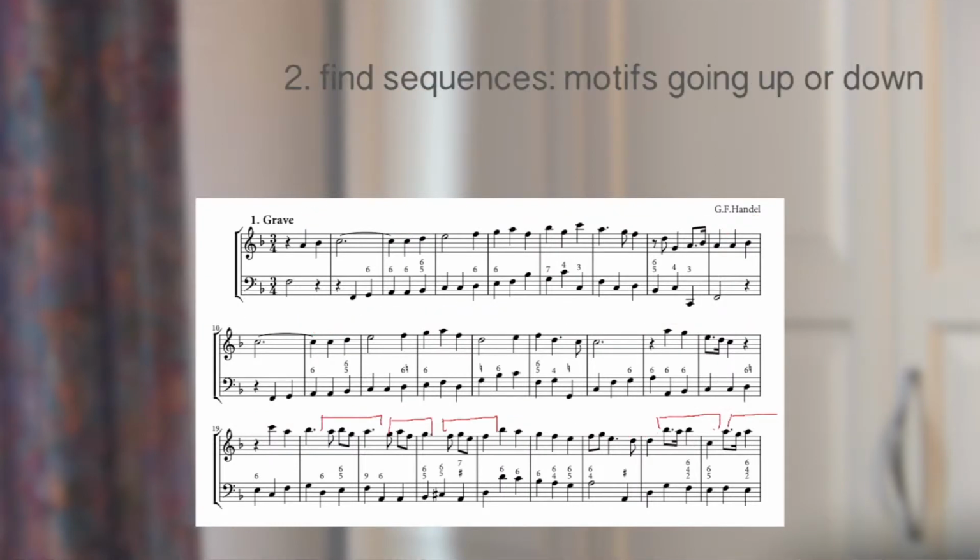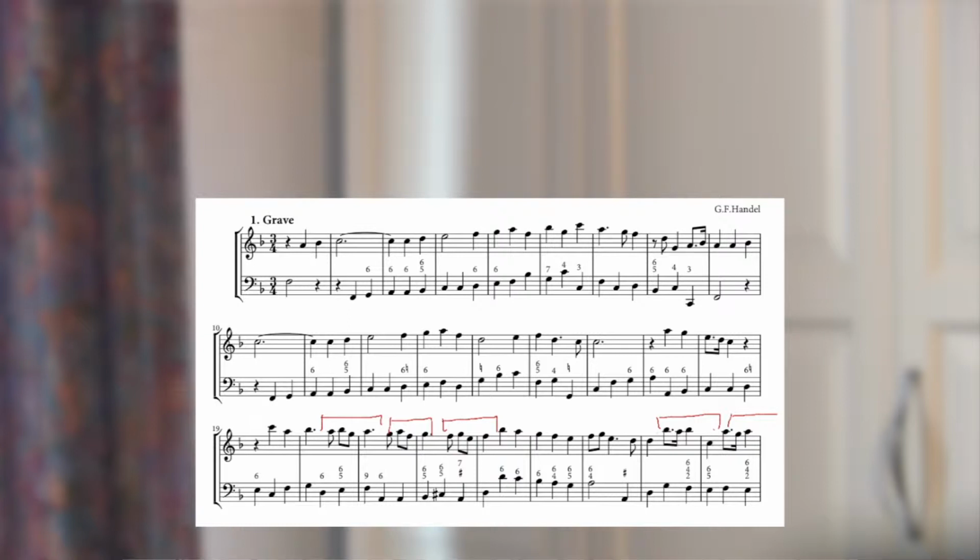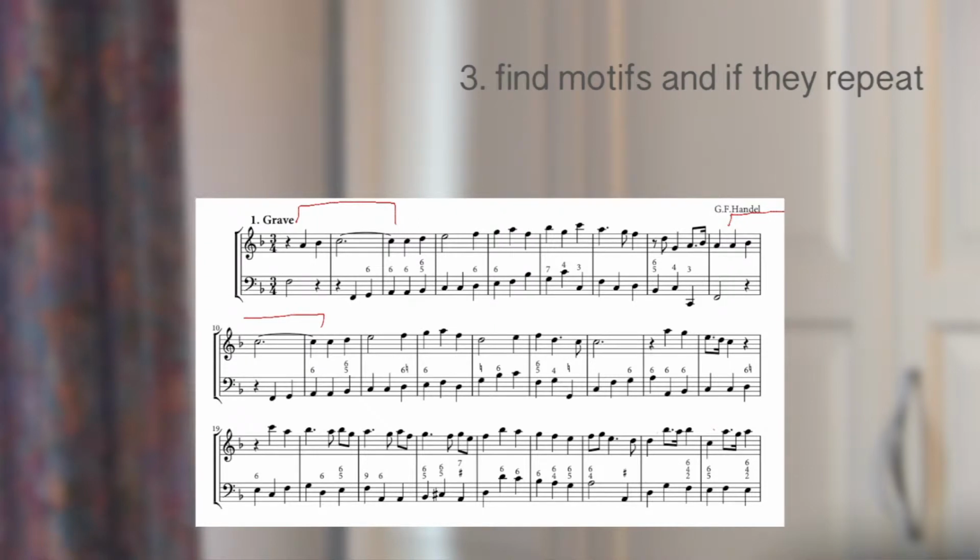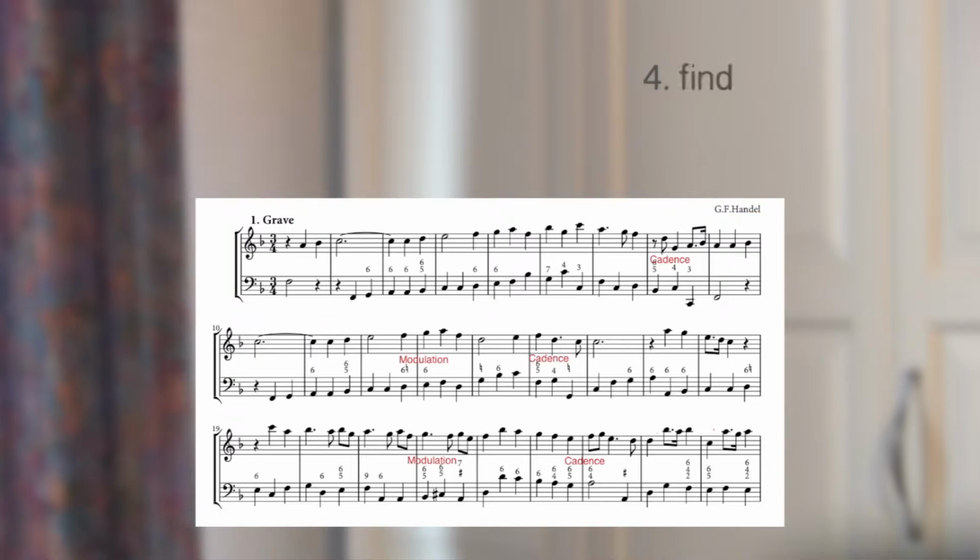Sequences of motives will go up or down. Repeats of the motives are also a big part of it, and motives by themselves. Further on, it's a good idea to determine where modulations occur. To go into further details, one can find places where dissonances are between the parts.